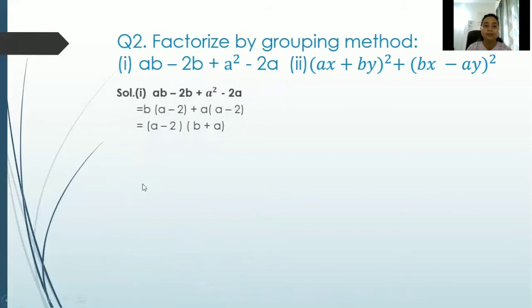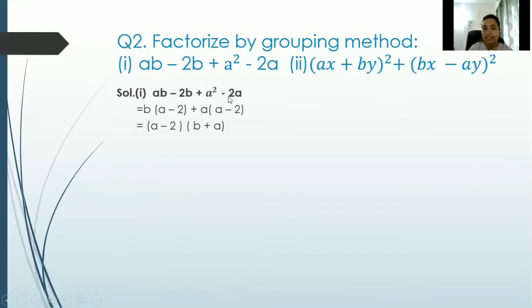So look at here, AB minus 2B plus A square minus 2A. As I told you, go for the common variable. See, here it has B and it also has B. It has A and it also has A, right? So now see, I have taken B out from here. What is left inside? A minus 2. Done. Plus.